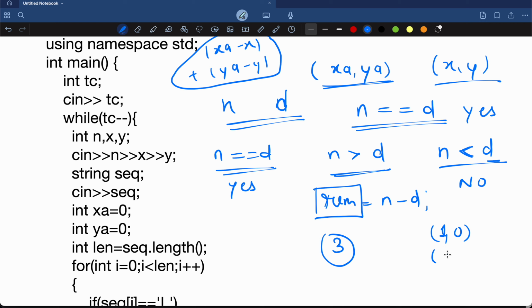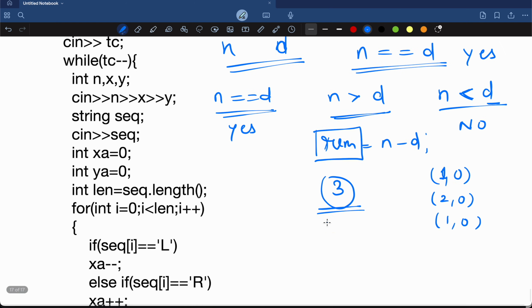So at any point I will increase it. Suppose I will make 2, 0, then again I will make 1, 0. So I am having remaining differences and the remaining number of moves as 3, and I am here at 1, 0 where I should be present. Let me tell you this again. I am at 1, 0, and I need to reach there only. This is my final position.